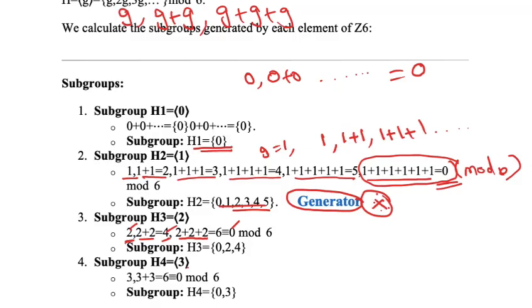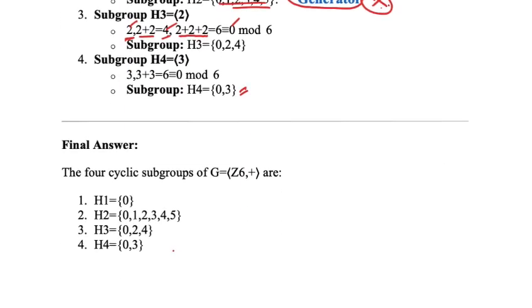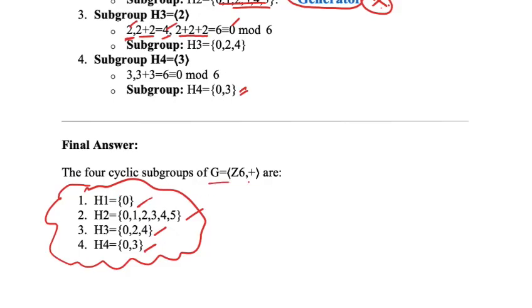Similarly, the next element in the main group is 3. So G is 3, then G plus G, 3 plus 3, is equal to 6, which is 0. So there are only 2 elements in subgroup 4. So the 4 cyclic subgroups of the given problem are {0}, {0, 1, 2, 3, 4, 5}, {0, 2, 4} and {0, 3}. These are the cyclic subgroups created from the main group.